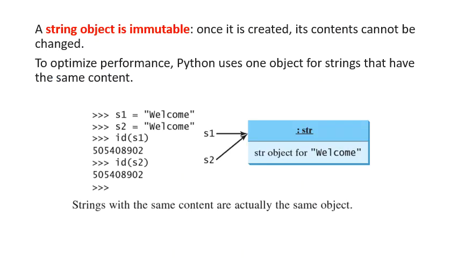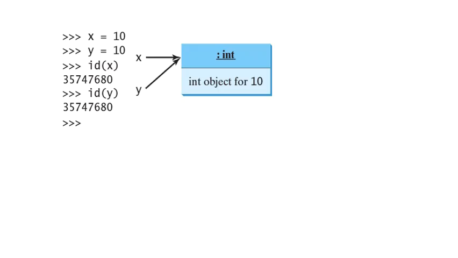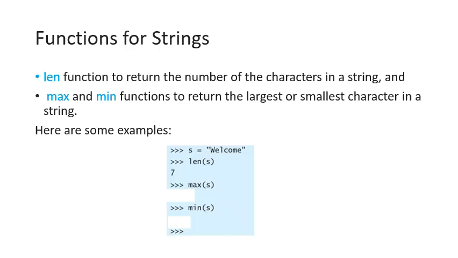A string object is immutable. Once it is created, its contents cannot be changed. To optimize performance, Python uses one object for strings that have the same content. s1 = "welcome", s2 = "welcome". id(s1) returns a value, and id(s2) returns the same thing. So Python uses one object for strings that have the same content. It is the same with x = 10, y = 10: id(x) and id(y). If you print this, both IDs are the same.